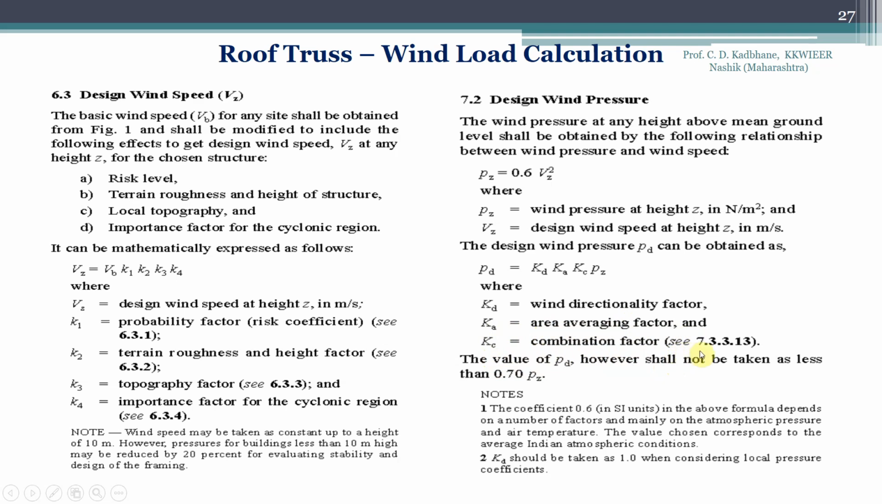And for the combination factor you have to refer to section 7.3.3.13. The value of Pd in the above formula, however, shall not be taken as less than 0.7 Pz. That is very important. So for a detailed study of all these parameters and formulae in IS 875 part 3, you have to refer to the actual copy of IS 875 part 3.